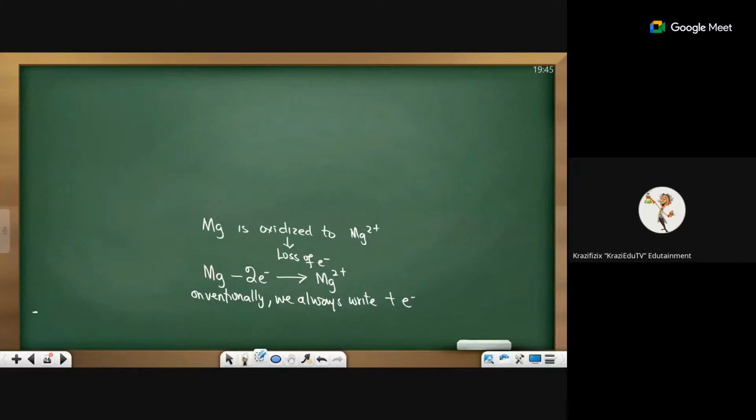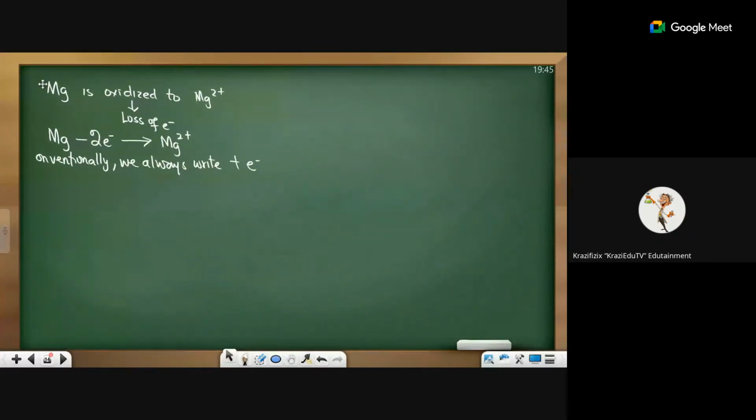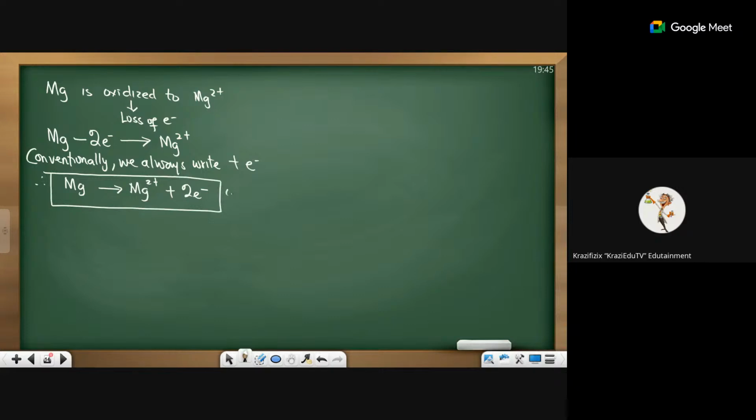We are now crowning everything we've been doing so far. Mg is oxidized to Mg2 plus. What is oxidation? Oxidation is the loss of what? I'm doing this again so that we remember. Loss, there's a minus. But conventionally, we don't write negative electrons. We write positive. So therefore, Mg, if I move those 2 electrons to the other side, what would I have? Plus 2 electrons, as my oxidation.